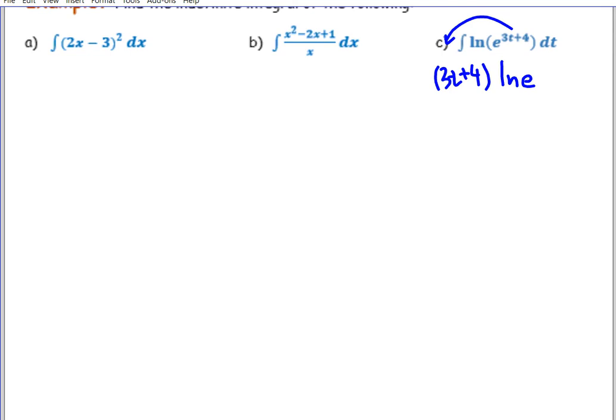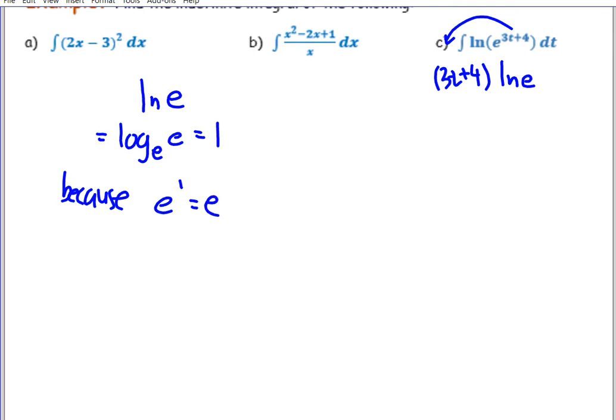So let's make a little note of this on the side. You probably don't have much space, so you might want to write it small over here somewhere. I would write that log e equals 1, and then if you want to make a note, you could say because e to the power of 1 equals e.